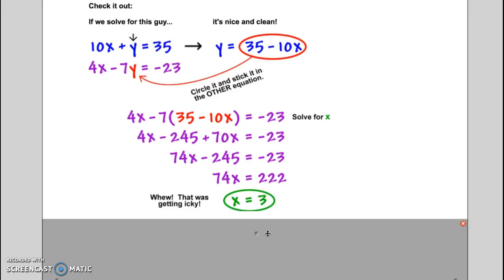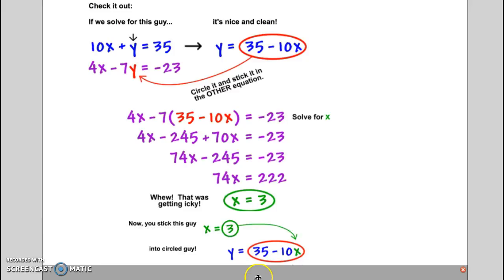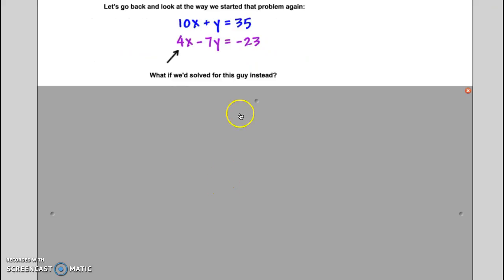You're not done yet because you have to put it back into the other equation. Wherever you see an x, you'll put in a 3, and you get y equals 5. So your solution is (3, 5), and then you should go back and check that it works in both equations. Both. You should check both. It has to be true for both.